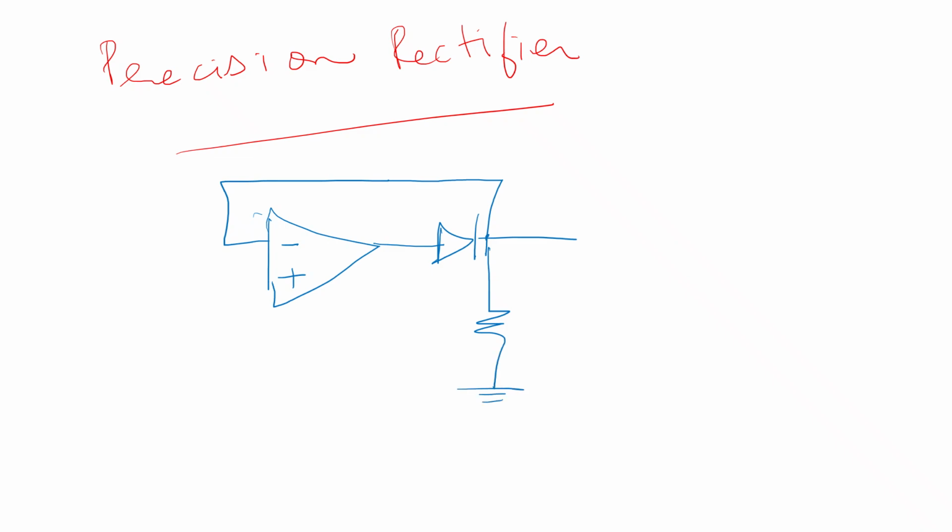The resistor RL, an input voltage connected to the non-inverting terminal of the op amp, the diode D, and RL is the load resistor, V naught.